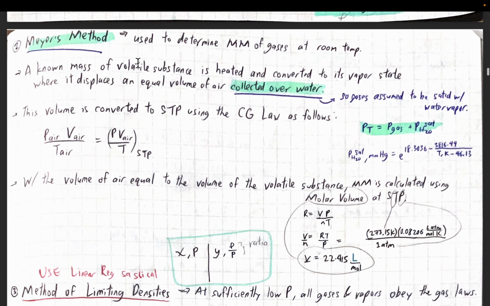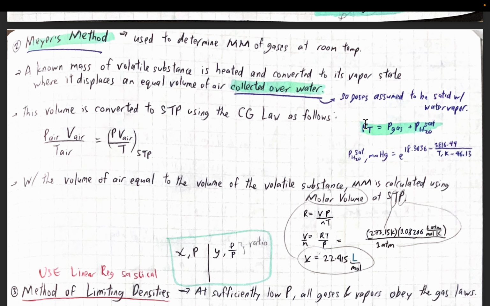Okay. Second method is the Meyer's method. So specifically, when you read about a volatile substance, most likely you use Meyer's method, or this is what you're supposed to select. That is because it says here, a known mass of volatile substance is heated and converted into its vapor state, where it displaces an equal volume of air collected over water.